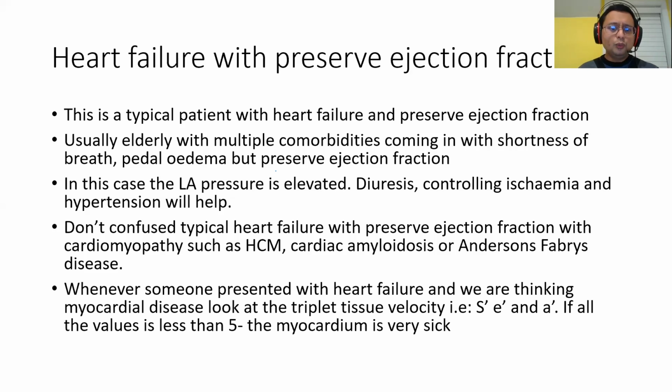And I wanted to give you one more tip. Whenever someone presents with heart failure and we are thinking of myocardial disease, you can look at what I call the triplet tissue velocity, i.e. S prime, E prime, and A prime. If all the values are less than 5 centimeters per second, the myocardium is actually very sick, right?